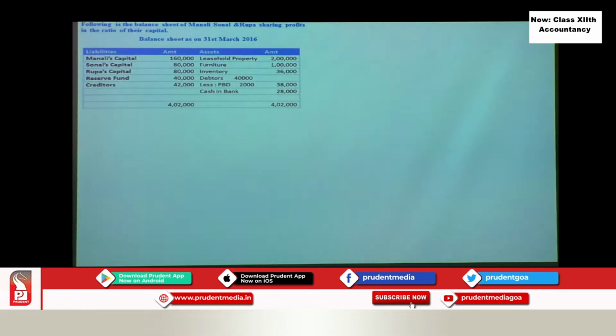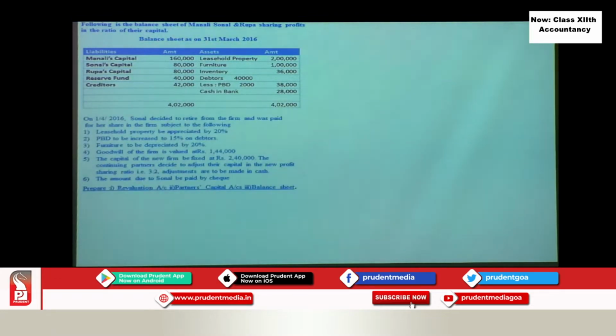When this adjustment is given, how to do it we will see later. And then cash at bank is also given. And other information, what are the things given to you? Sonal decided to retire from the firm, and she retires on 1st of April 2016. So that means she retires on a convenient date, not in the middle of the year for this problem, so there is no need of calculation of profit share and other things.